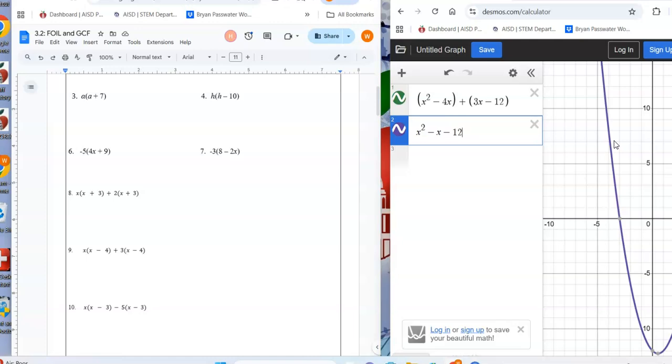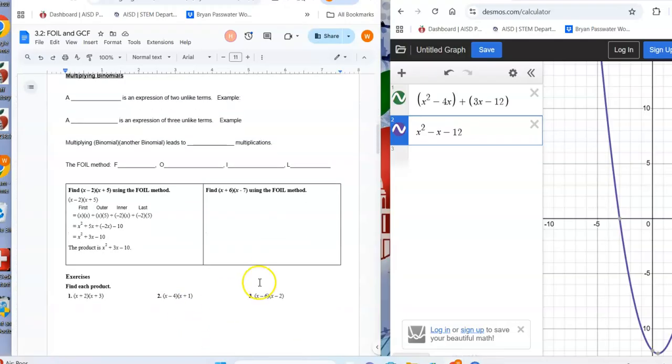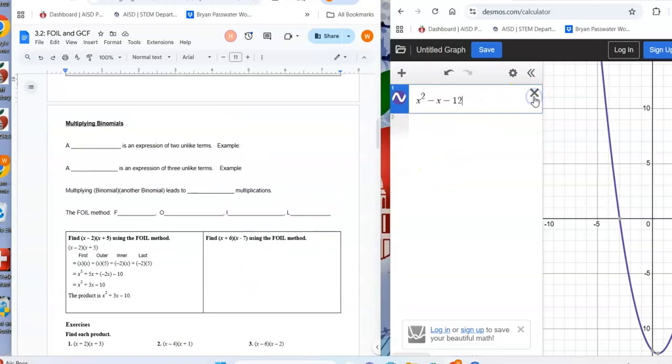Number 10, so you do x times x minus 3, and then over here, make sure it's negative 5 times x minus 3. So that's negative 5 times x, and negative 5 times negative 3, and then you would combine like terms like that.